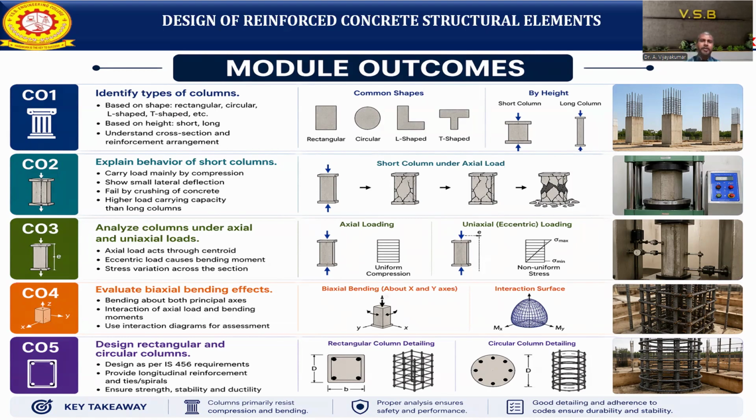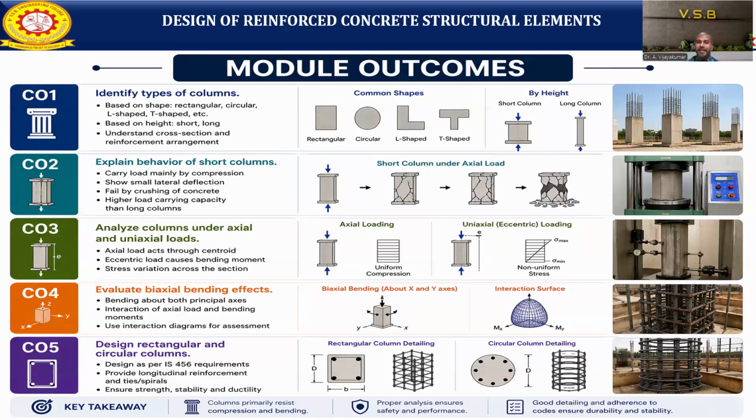Wherever you see a column, you can now classify its shape. Based on the height, you can easily say whether the column is a short column or a long column. You can understand the cross section and the reinforcement arrangement for different types of columns. You can understand the behavior of the short column, mainly carrying compression, with small lateral deflection, failing by crushing of the concrete, with higher load carrying capacity than a long column.